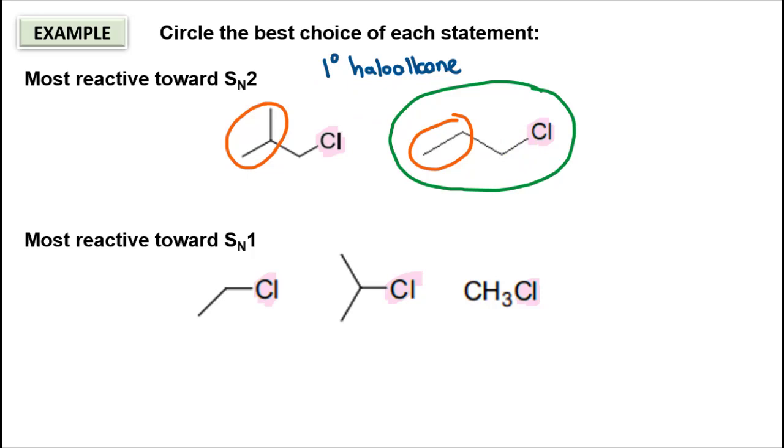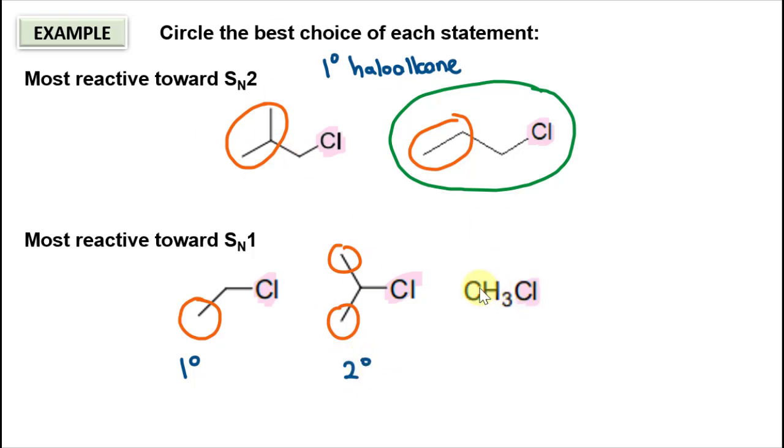All right. For the second one, here we have the halogen. We have only one alkyl group attached to it, so this one is a primary haloalkane. For this one, this is the carbon bearing the halogen, and we have two alkyl groups attached to it, so this is a secondary haloalkane.